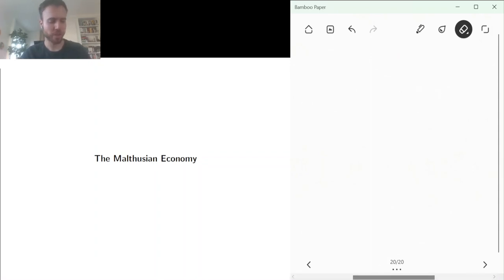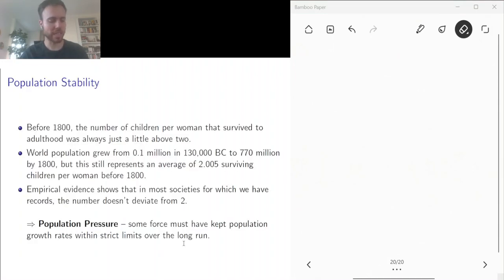Okay, so let's start from two facts. We saw in the last video that income per capita revolved around a subsistence level over time during the Malthusian epoch. There was short-term variation in income per capita, but not much long-term variation. And there is another fact that we know from historical evidence for most societies that we have documents for: population growth rates were more or less stable.